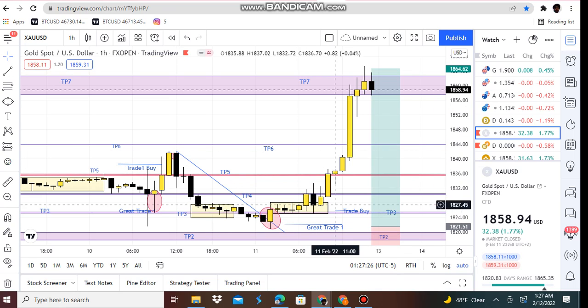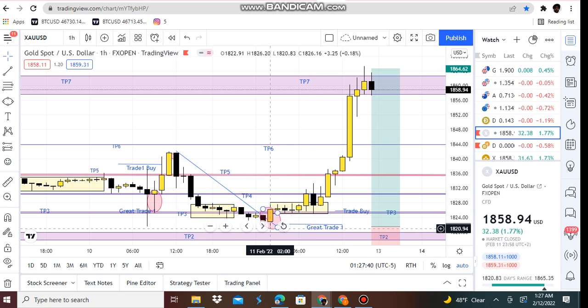This is how you make the most money. We buy at the low. This is where you make the most money. Once price goes all the way down to the lowest point, we want to buy when price is at its lowest point. This is the lowest point price was at. February the 11th was at 1821.